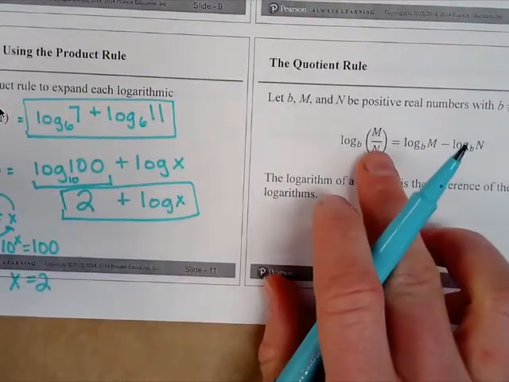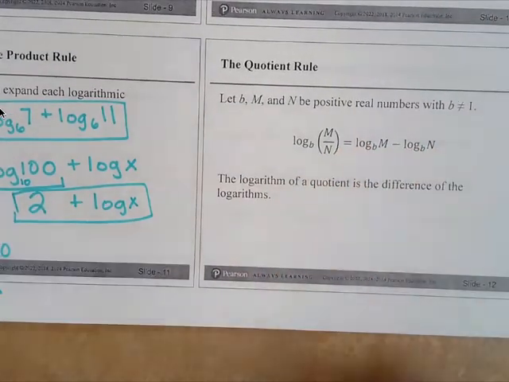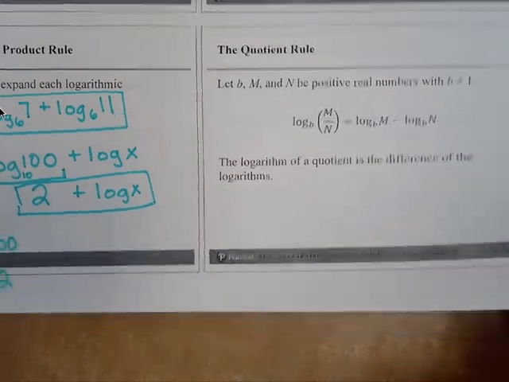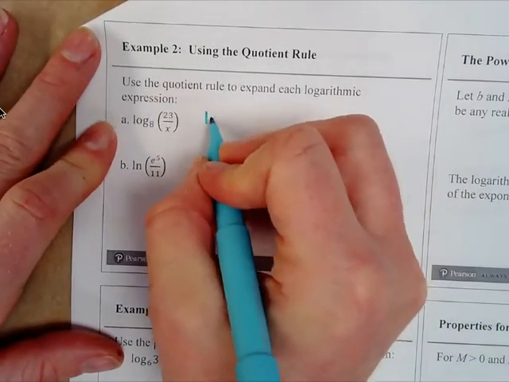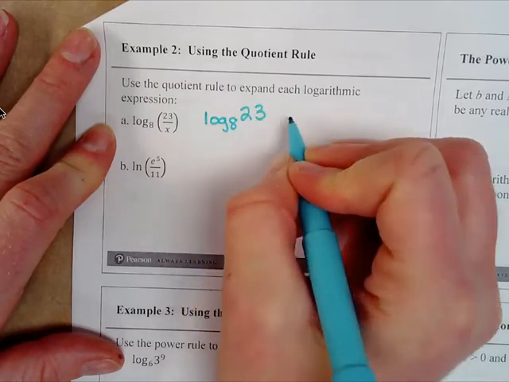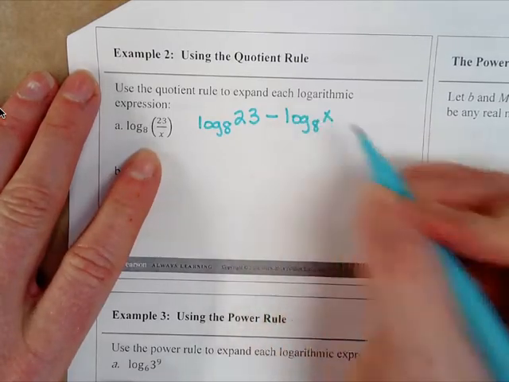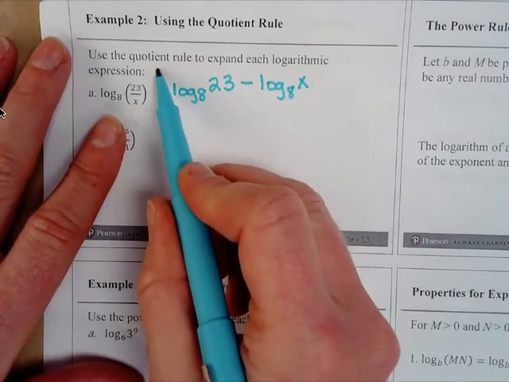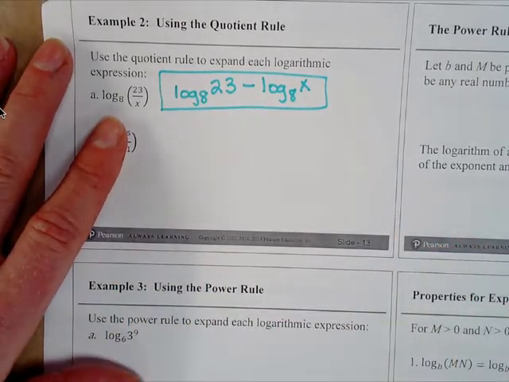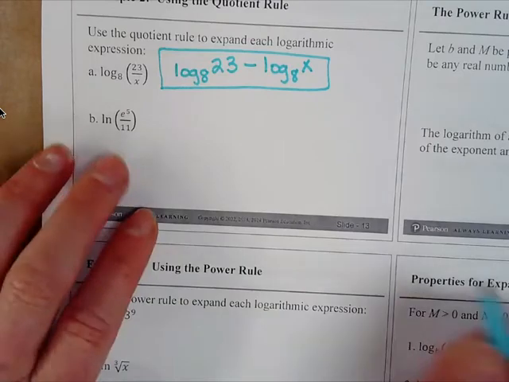Okay, the quotient rule. If you have a log base b and then a numerator and divisor, then you can separate those out into subtraction, into the difference of the logs. Okay, so 23 is divided by x. We're going to separate this out as log base 8 of 23 minus log base 8 of x. And there's nothing we can do there. So when you're finding the quotient, you're subtracting the logs.